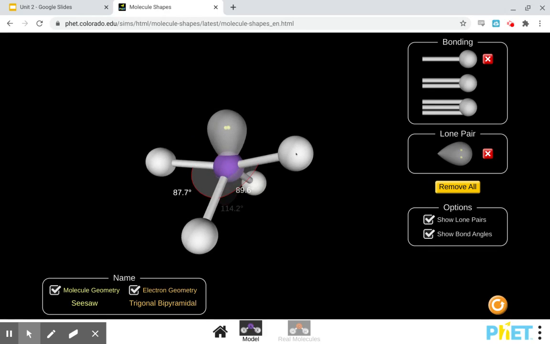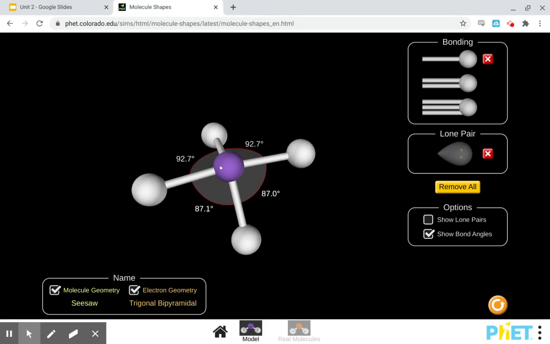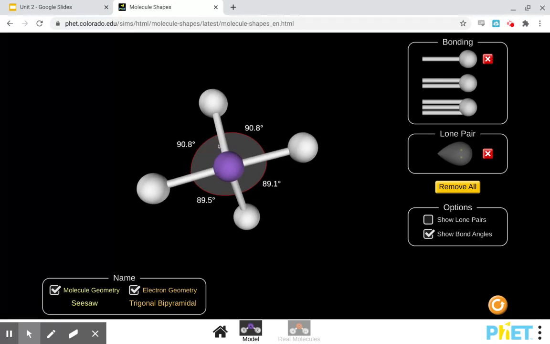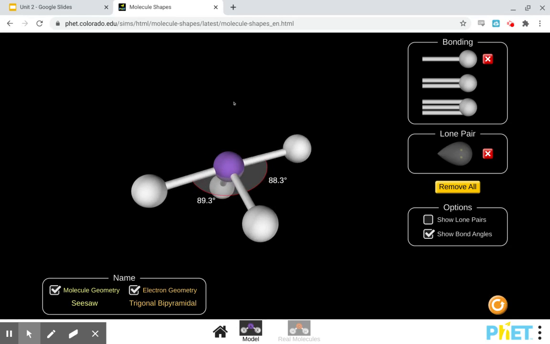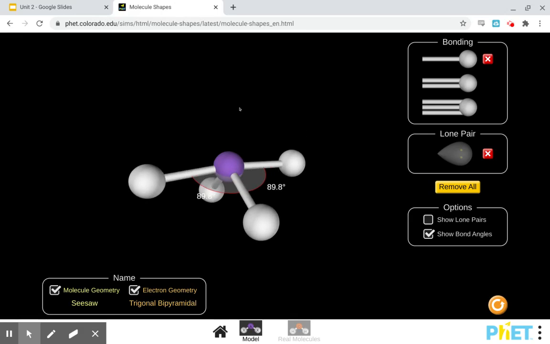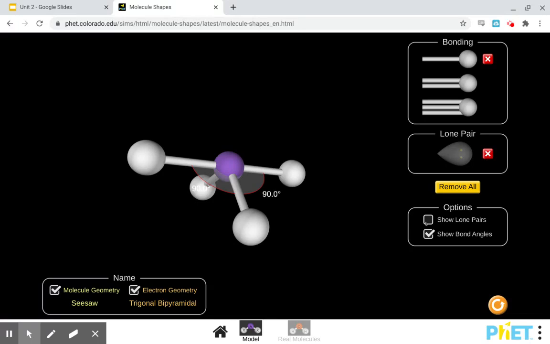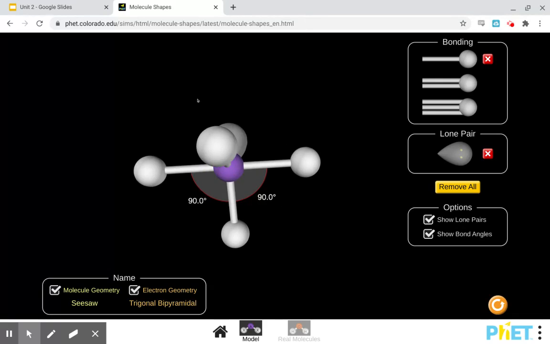This shape is called seesaw because if you ignore the lone pair, it's still there, but I'm just hiding it from you, this kind of looks like a seesaw. Let me see if I can rotate this back around. It kind of looks like the children's toy, a seesaw, where you can rock back and forth like that. So that shape is called seesaw. Yes, the scientists are really that original when they come up with the names. Just wait for the next one.